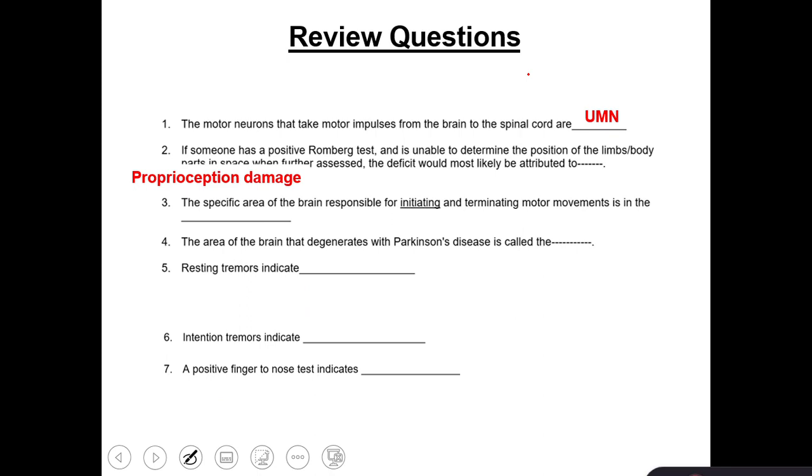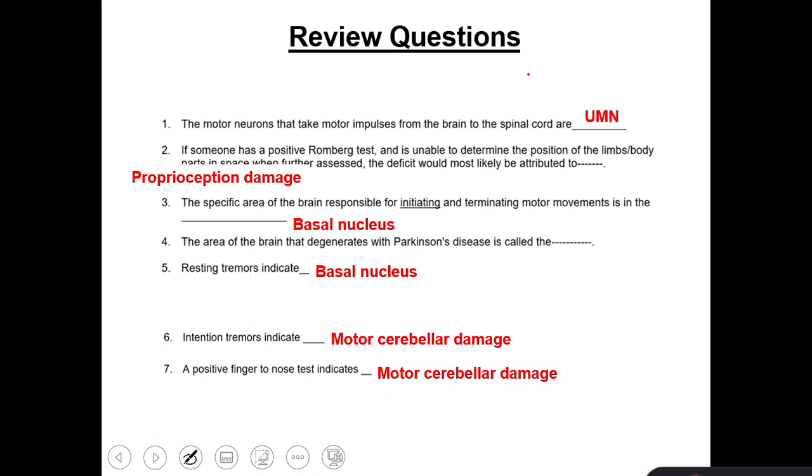What is the specific area of the brain responsible for initiating and terminating movement? It's the basal nucleus. The area of the brain that degenerates with Parkinson's disease, also basal nucleus. Resting tremors indicates basal nucleus damage. Intention tremors, on the other hand, is due to a motor cerebellar damage. A positive finger to nose test, meaning intention tremors, so also it's a motor cerebellar damage.